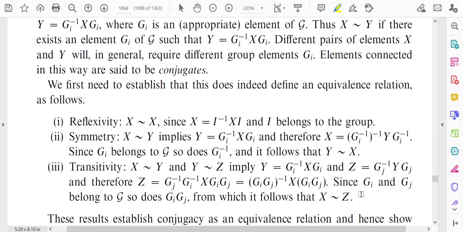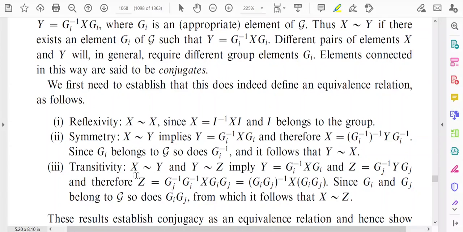Now, since Gi and Gj belong to capital G, the product Gi Gj will also belong to capital G. So, the product of Gi and Gj is a particular group element, and from this relation, suppose Gi Gj is equal to Gk. So, z is equal to Gk inverse x into Gk. This relation suggests that x is equivalent to z. So, the transitivity relation holds here.